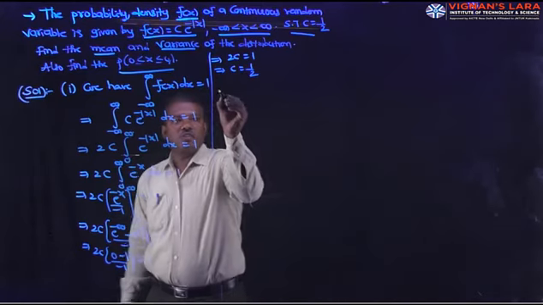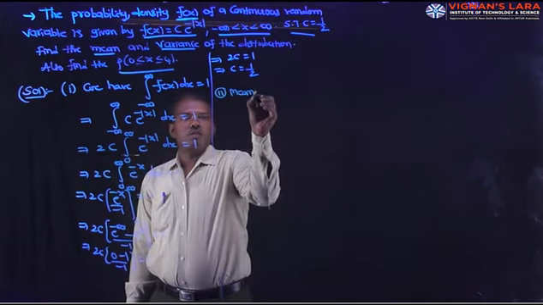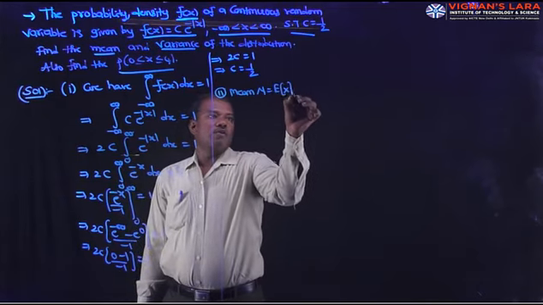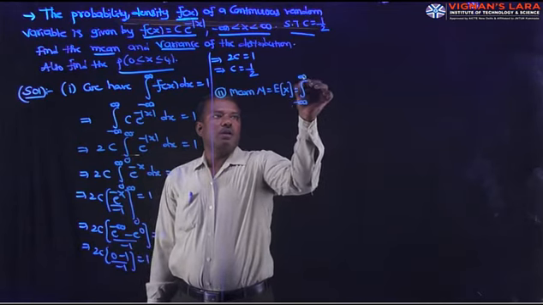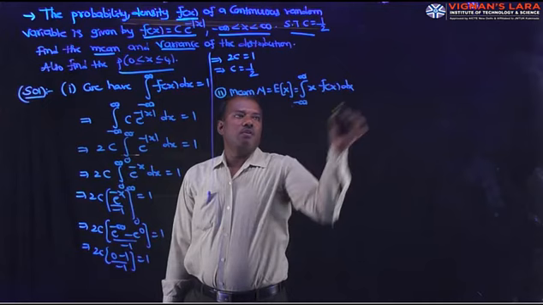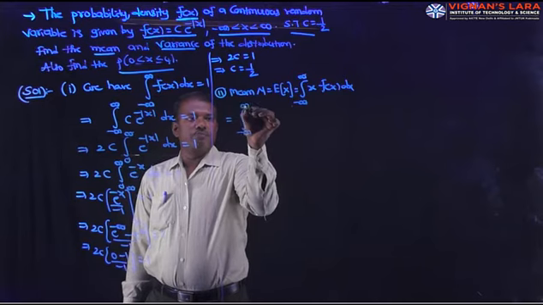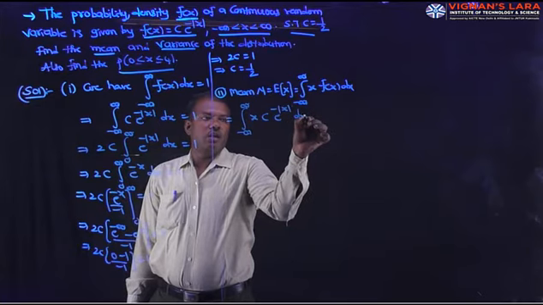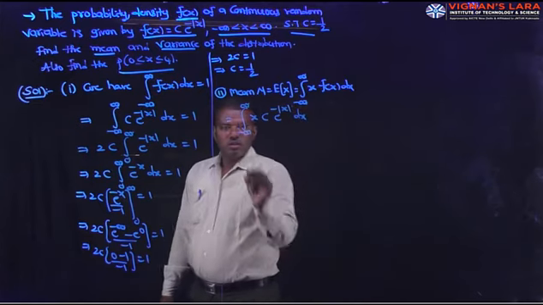Then coming to the next one, second one, mean. Mean mu is E of x, which is integral minus infinity to plus infinity x f of x dx, that is equal to integral minus infinity to plus infinity x c e power minus mod x dx. F of x value is c e power minus mod x. This is equal to 0.